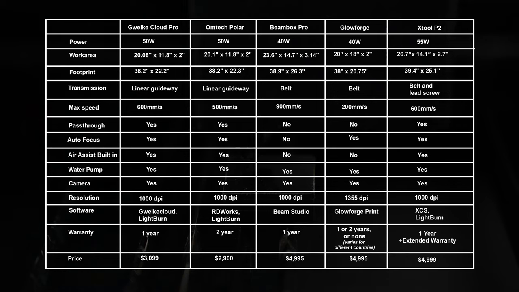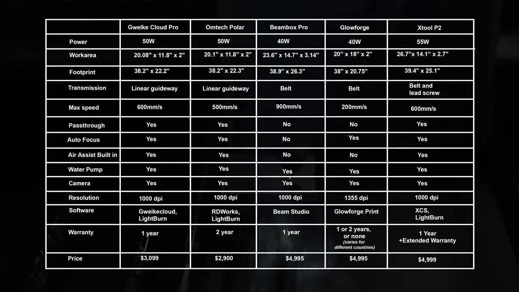If you look at the work area, you can accommodate a 2 feet wide workpiece on the P2, which is not possible on the others. Also, with the pass-through feature, you can engrave on long workpieces, which you cannot do on the Glowforge and Beambox. The other major difference would be in the performance of the camera. The dual camera setup on the P2 gives a really good positioning accuracy.